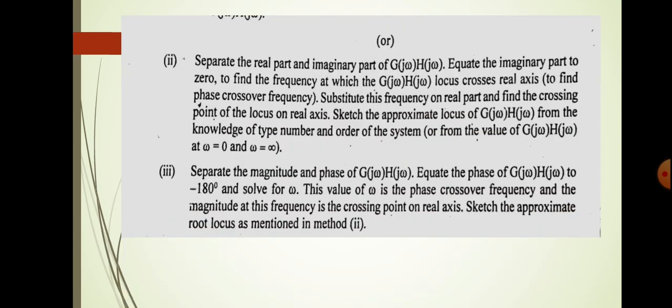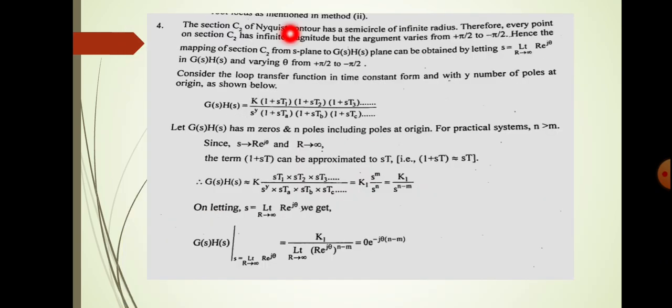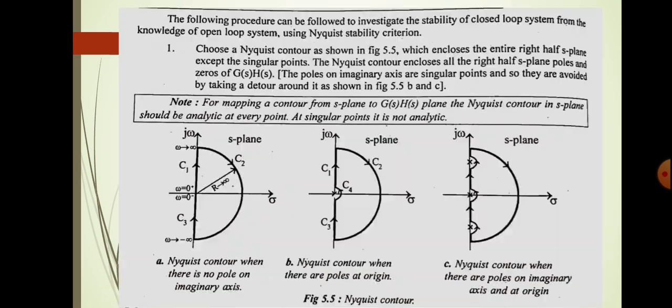So in the case of C2, the section C2 of the Nyquist contour is a semicircle of infinite radius. Therefore, every point on section C2 has infinite magnitude, but the argument varies from plus pi by 2 to minus pi by 2. Here r tends to infinity, that means it is an infinite radius circle, and the argument varies from plus, since it starts from this point, corresponding to plus 90 degrees, to this point, corresponding to minus 90 degrees. So we can say that the argument varies from plus pi by 2 to minus pi by 2.